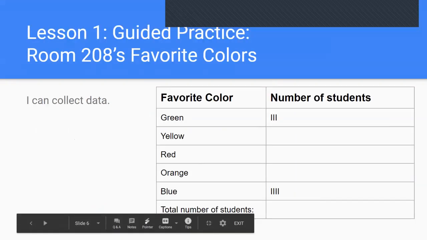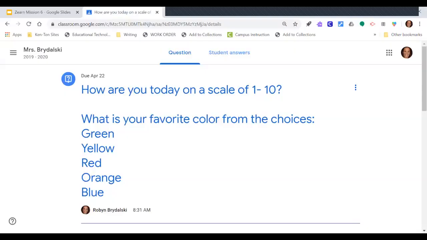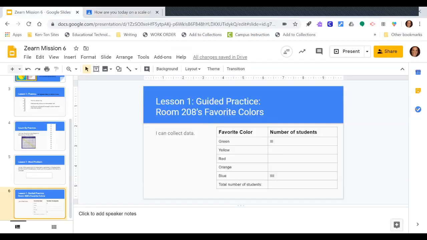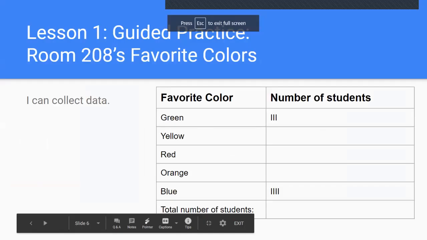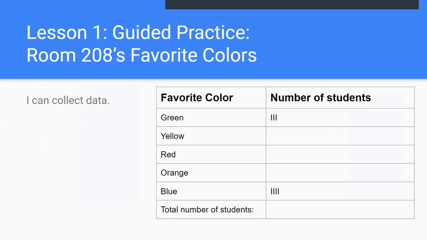Boys and girls, in your check-in this morning, I asked you to tell me your favorite color choice from green, yellow, red, orange, and blue. It's very important that I have that data because we are creating a line plot based off of our favorite colors in room 208. So right now we have 3 students who chose green and 4 students who chose blue. I will tell you that there are some adults involved too that gave an answer to their favorite color.